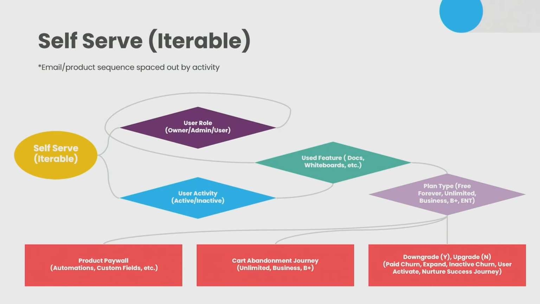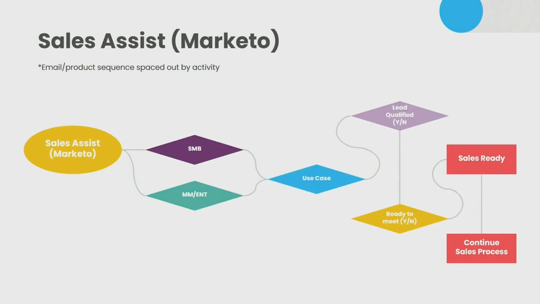Now, what does Sales Assist look like? Sales Assist looks like determining whether or not someone is an SMB or a mid-market and enterprise. For us, that's basically the fundamental split, and then we go into use cases. Once we've determined who someone is, we say, how are they using the product? How do they want to use the product? And then, are they qualified or not based on the existing instance to talk to them?